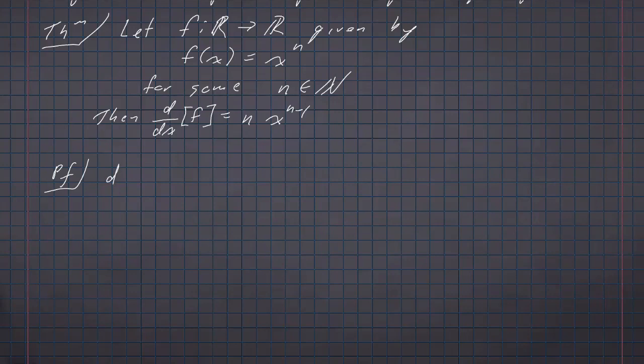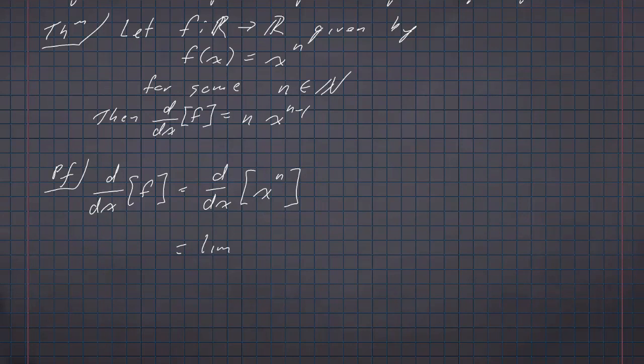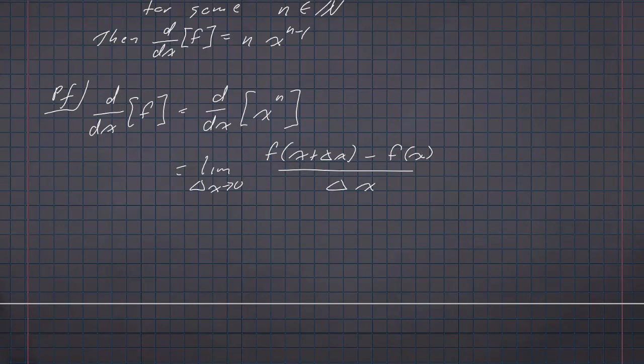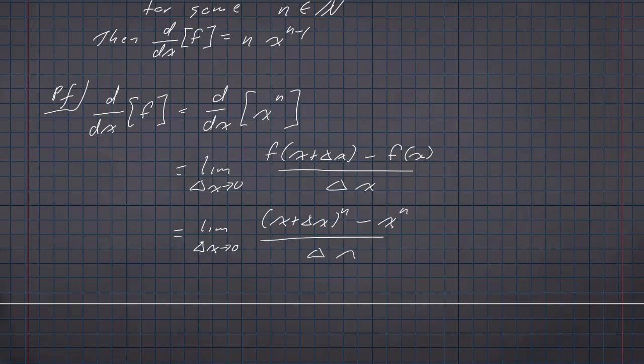So the derivative of f, the derivative of x to the n, we can write as the limit as delta x goes to 0 of f of x plus delta x minus f of x all over delta x. And of course, f of x is x to the n. So this is the limit as delta x goes to 0 of x plus delta x to the n minus x to the n all over delta x.